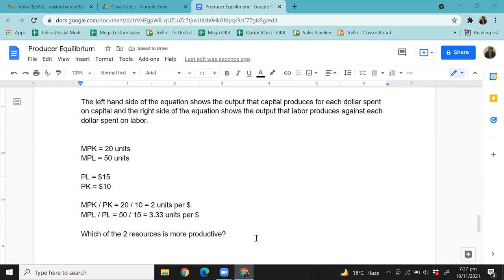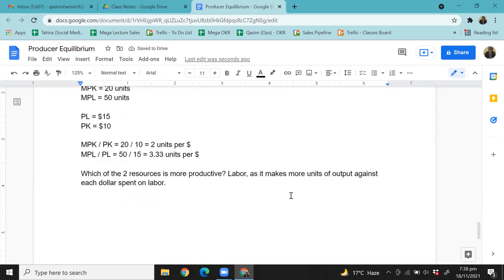Again, think again, breathe. If you give $1 and that makes you, as a producer, 2 units, would you be more happy? Or if you give $1 to labor and that gives you 3.33 units, labor is cheaper, right? As it makes more units of output against each dollar spent on labor. Any confusion? So that's more productive.